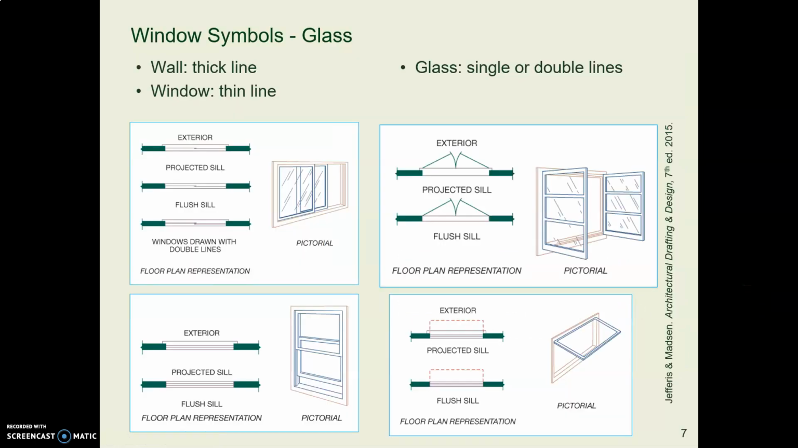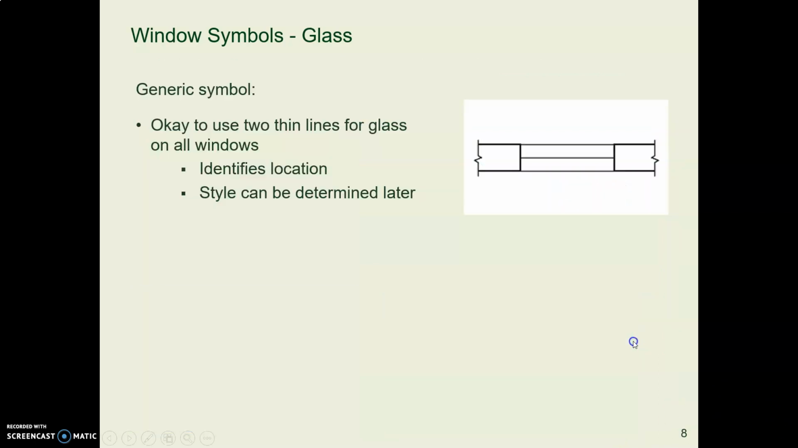All right, well, there are all kinds of symbols for representing the glass in a window, depending on what style of window you've got. And as you recall, the wall is drawn with a thick line on the A wall layer. The glass is drawn with a thin line on the A glaze layer. And here are some of the representations of various styles of window glass.